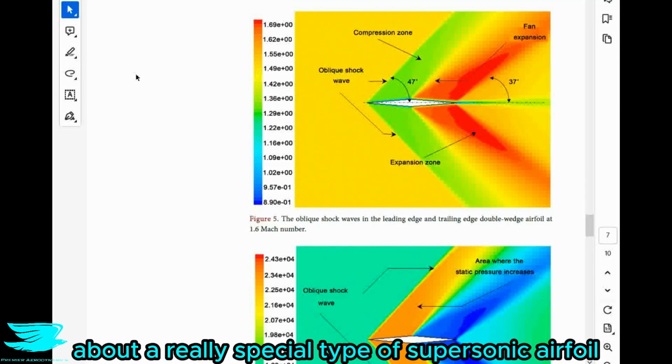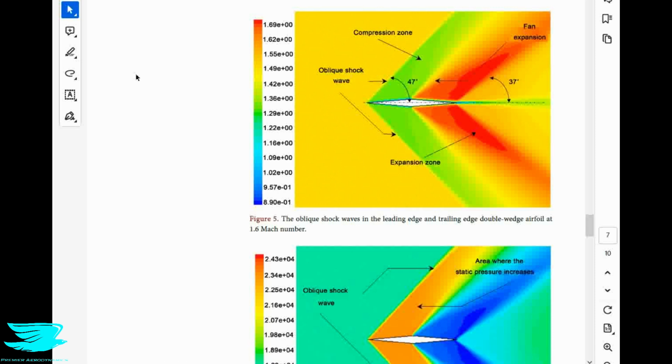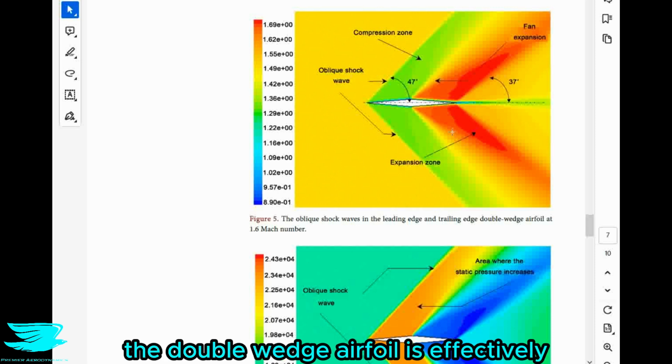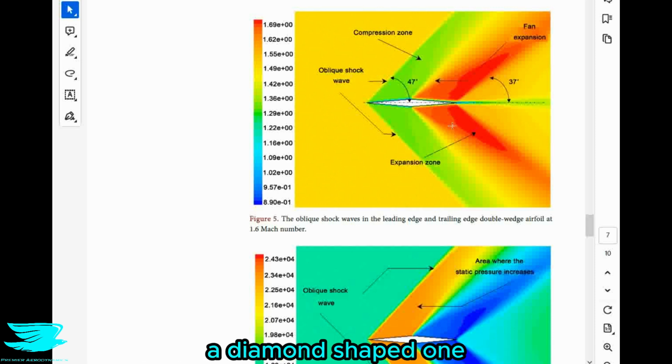Today, we are talking about a really special type of supersonic airfoil, and that is the double wedge one. As you can see in these figures, the double wedge airfoil is effectively a diamond-shaped one and is one of the most commonly used ones in supersonic flow.